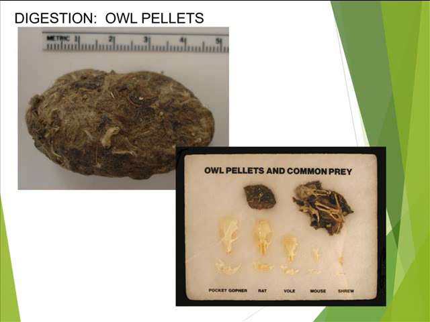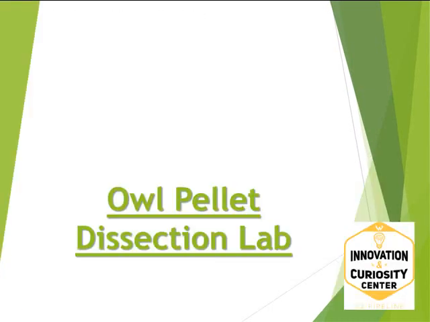Barn owls produce 1 to 2 pellets every 24 hours. Much can be learned about an owl's diet and environment by examining its pellets. Now let's begin our owl pellet dissection lab.